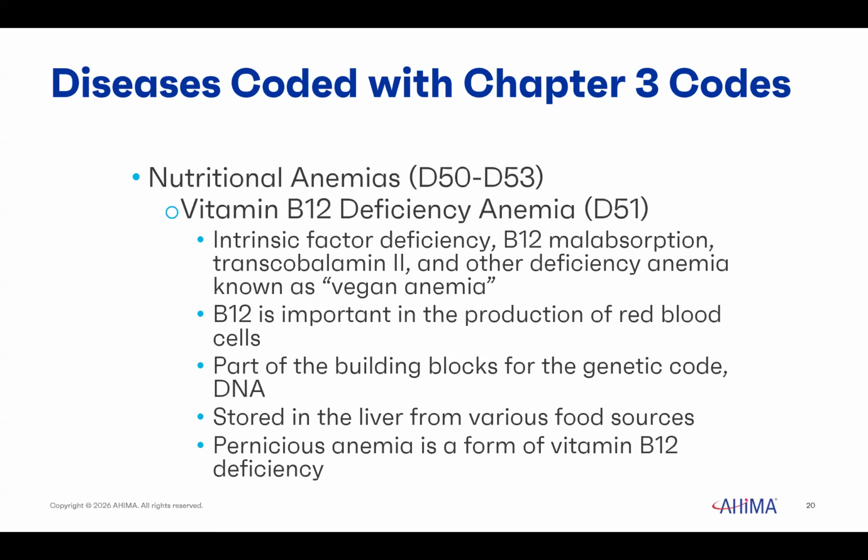Vitamin B12 deficiency anemia is another type. This is caused by problems absorbing B12, not getting enough B12 in your diet, or certain genetic issues. Pernicious anemia is a form of this B12 deficiency. We may also hear this referred to as vegan anemia. This is what they're talking about.